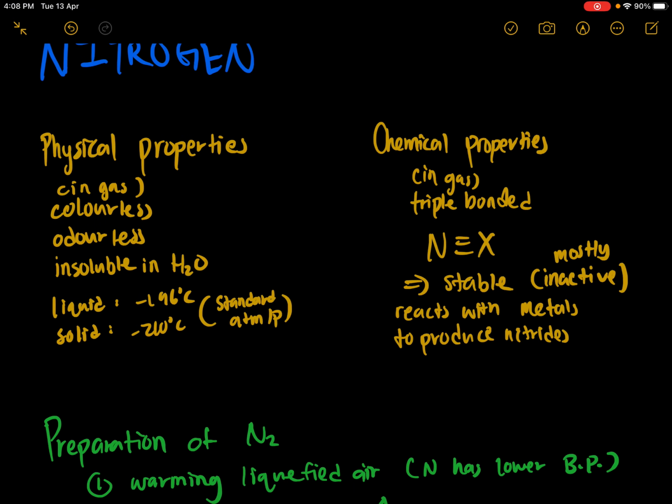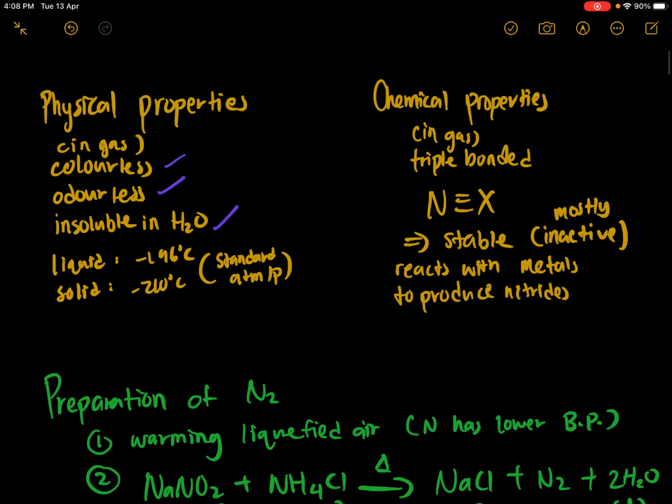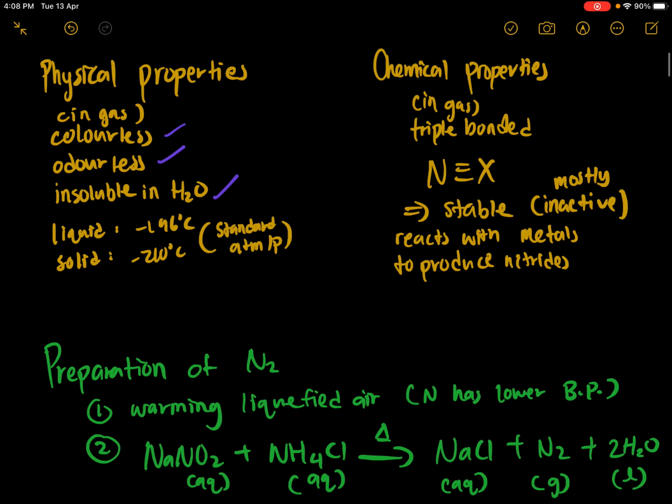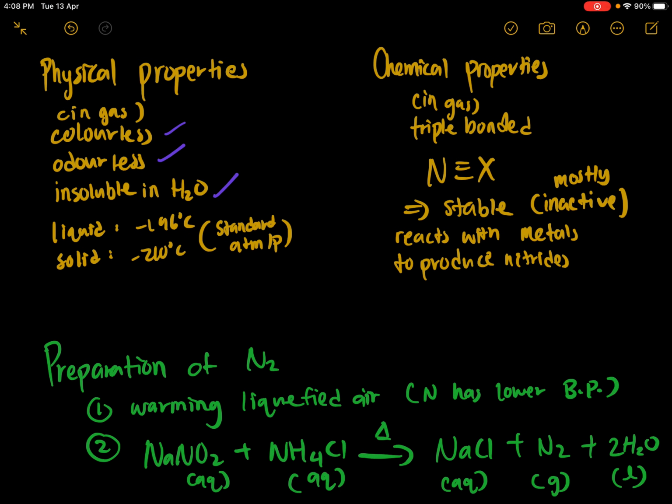Okay, so the physical properties of nitrogen are it is colorless, odorless, and cannot dissolve in water. I mean, it can dissolve, but it is very hard to dissolve, and it has a very low boiling point and a very low freezing point. So these are the temperatures at standard atmospheric pressure.